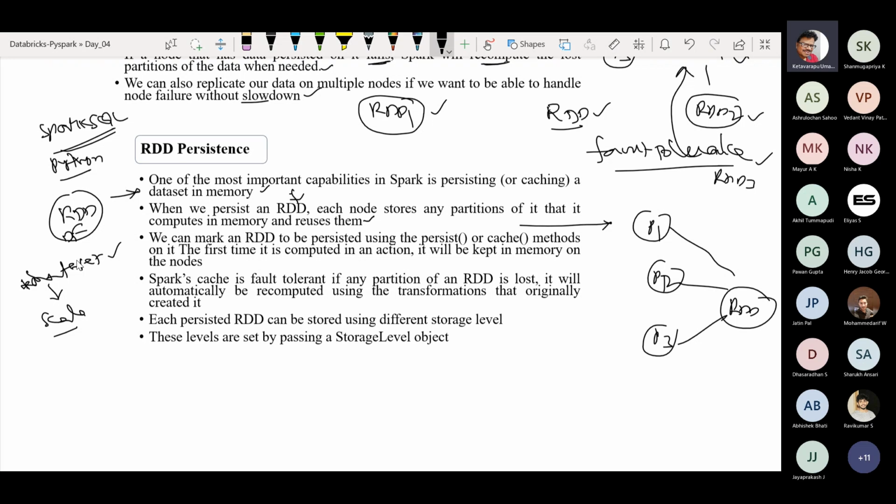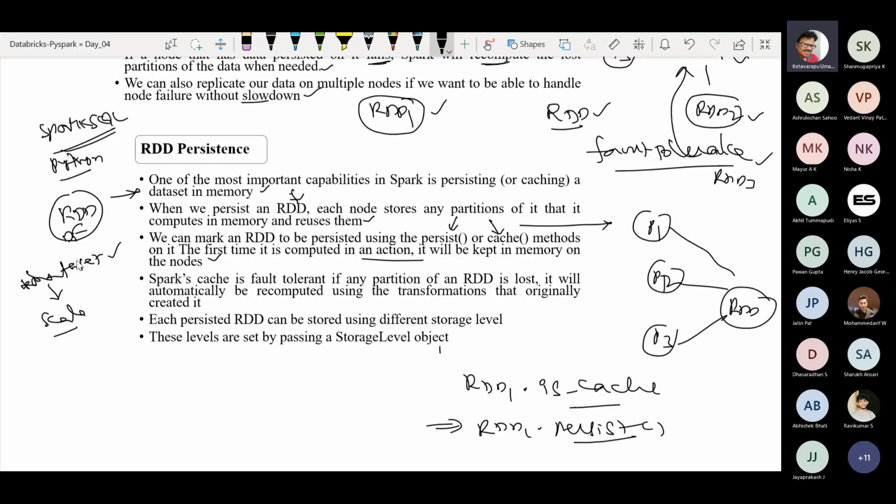And we can mark an RDD to be persisted using persist, or you can use cache also, guys. But stick to one thing, because of how we checked initially with is cache, and then RDD1.persist, like that we are using. So stick to the basics. Either you can use the caching mechanism or the persist mechanism on the RDD. The first time it is computed in an action, it will be kept in memory on the nodes.